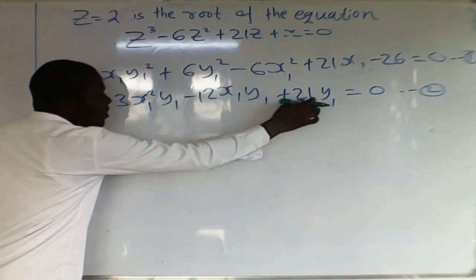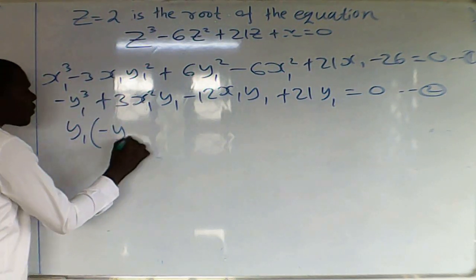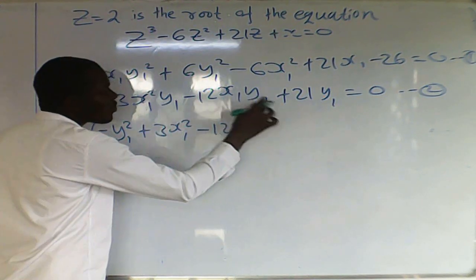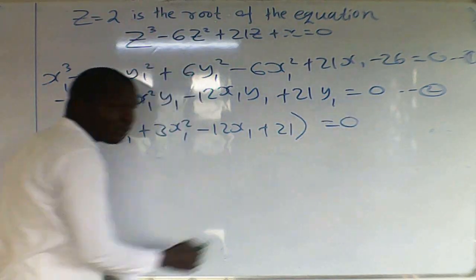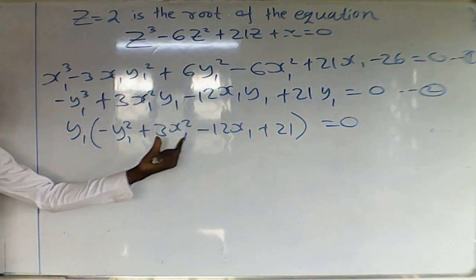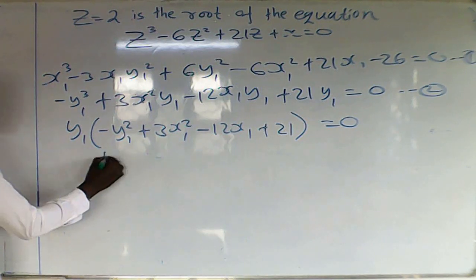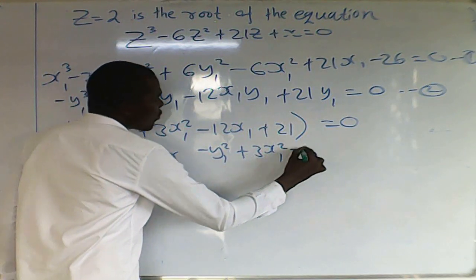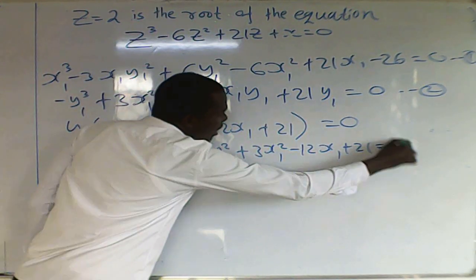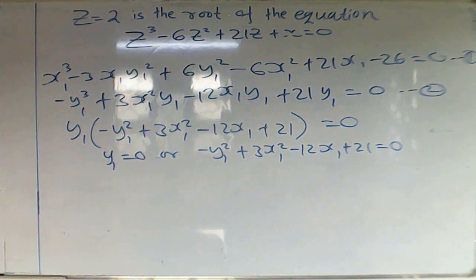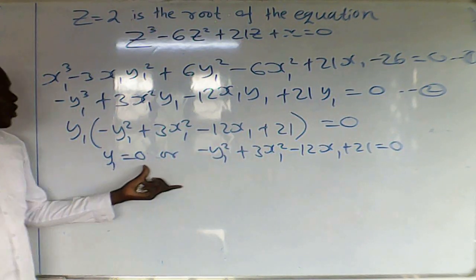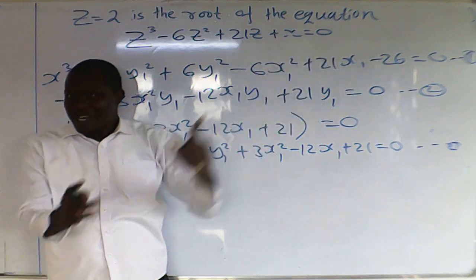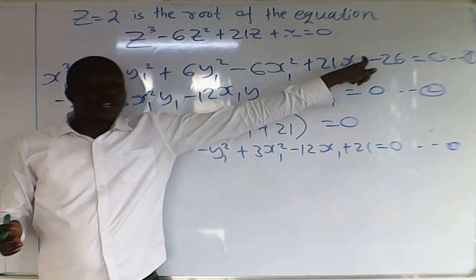So in this equation, if you factorize out y1, here you remain with negative y1 squared plus 3x1 squared minus 12x1 plus 21 is equal to 0. So this means either y1 is 0 or this is 0, isn't it? So it means y1 is equal to 0 or negative y1 squared plus 3x1 squared minus 12x1 plus 21 is equal to 0. So this is arising from equation 2, meaning what you found here, you found it in equation 2. So you substitute it in equation 1. Are you seeing how to solve it? Yes. You substitute equation 2 in equation 1.